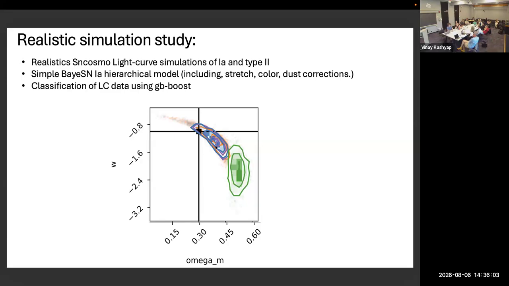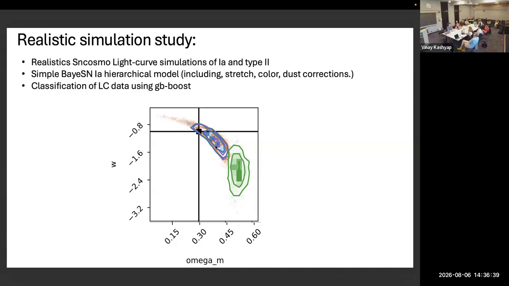So these are the couplings of the parameters, the smallest parameters here. Would you say it's huge? I mean, also omega m versus w. Yeah, this is a small mock simulation. I think it's 5,000 supernovae. So it's not just contamination, really. It's really uncertainty in the label that you have.